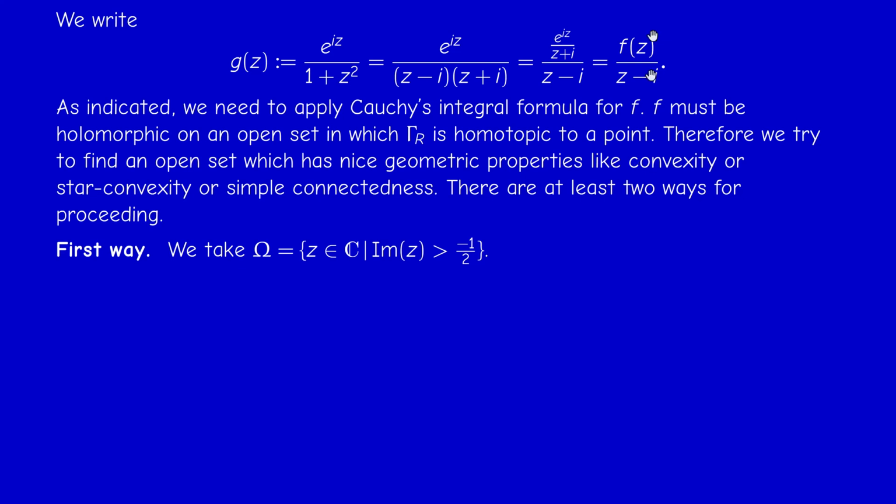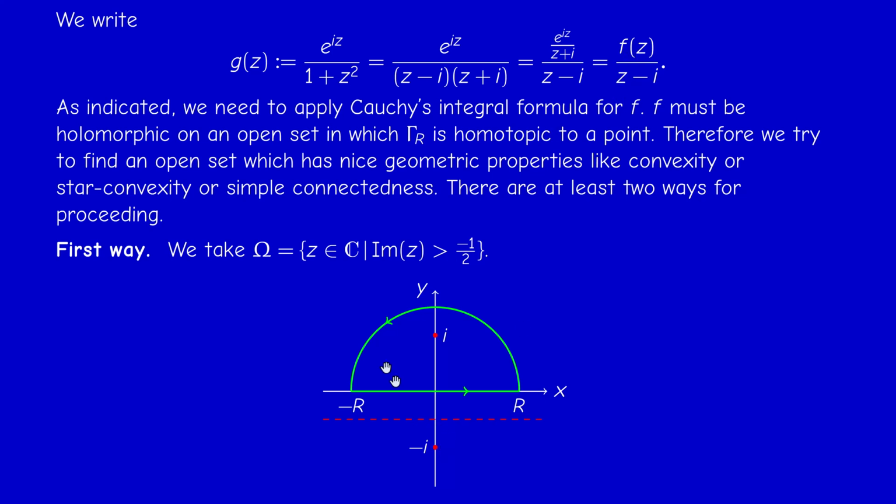Now f is holomorphic on C without minus i, but C without minus i is not simply connected. It's not convex, it's not star convex. But if we restrict this domain to this upper half space, the dashed line in red is the horizontal line y equals minus 1/2. Why are we doing this? Because we want to separate the singularity of f from the loop.